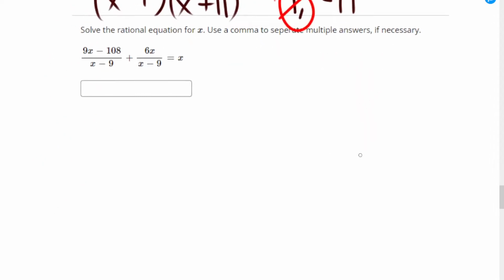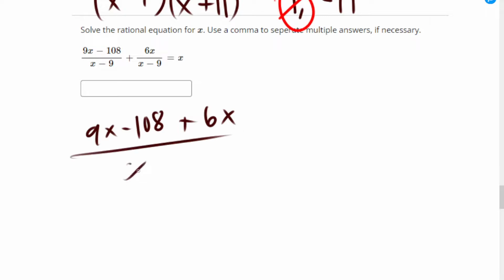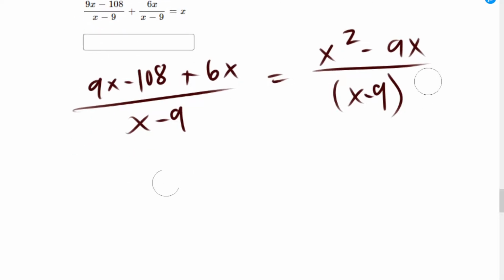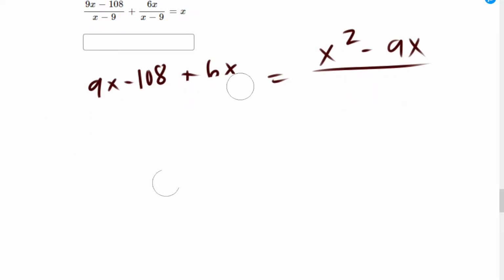Last one. Solve the rational equation for x. Use a comma to separate multiple answers if necessary. They both have the same denominator except for this guy on this side, so we're going to give them that. We have 9x minus 108 plus 6x, and both of these are over x minus 9, and then equals x squared minus 9x, because I just multiplied it out, x minus 9. Now we can eat that guy up, eat the bottom up. Scrumptious.